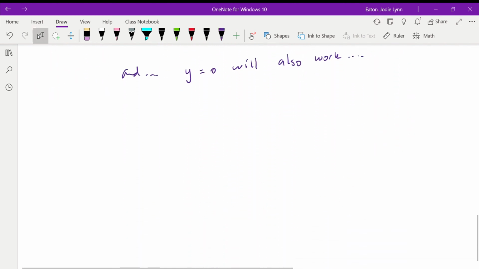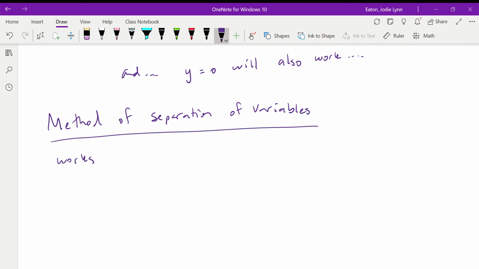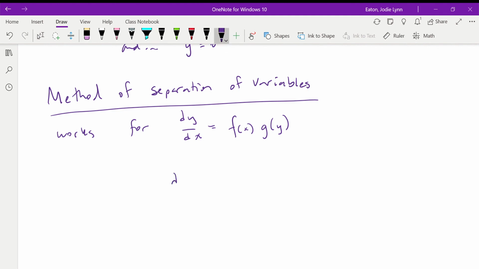So the method of separation of variables is going to work for dy dx equals f of x times g of y. If we have a product of two functions, then we can integrate it like this, where you have dy over g of y equals f of x dx.